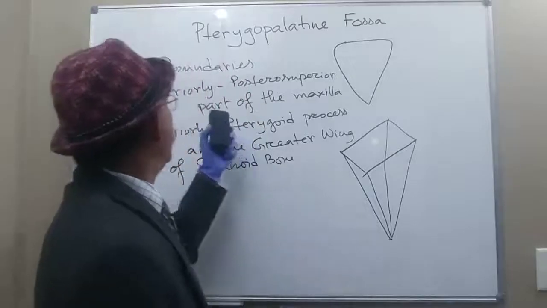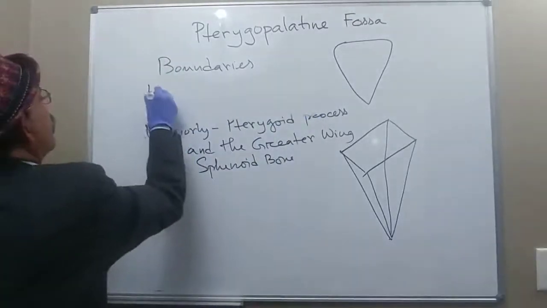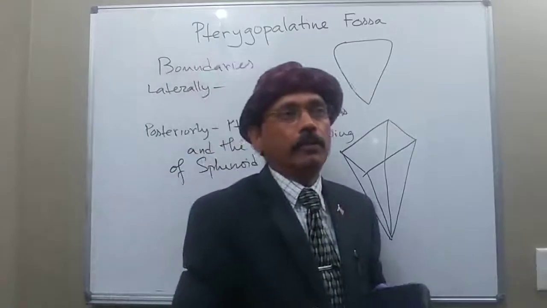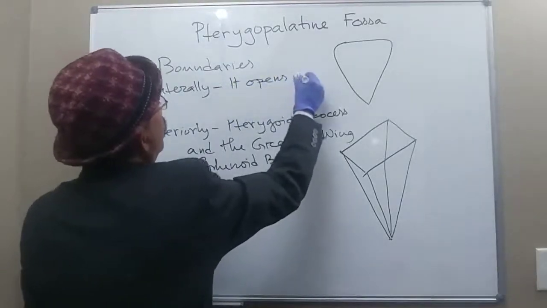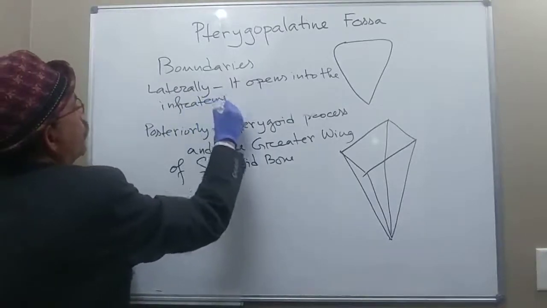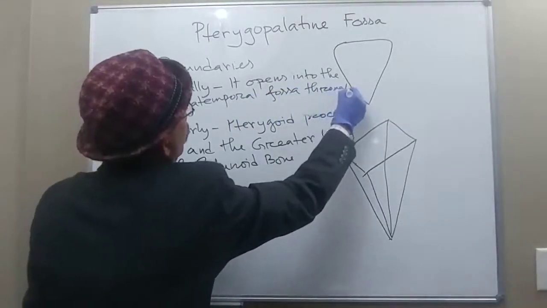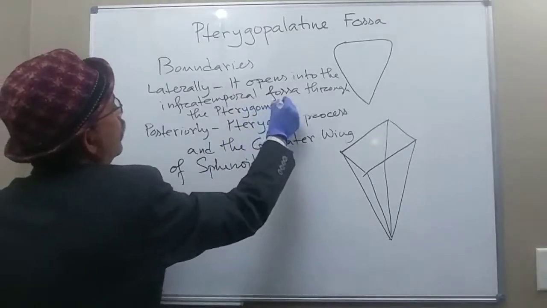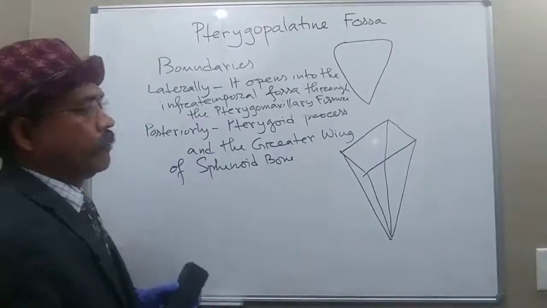Then, as it is a pyramid, we go to the lateral boundary. Laterally, it opens into the infratemporal fossa through the pterygomaxillary fissure. We got the lateral boundary.